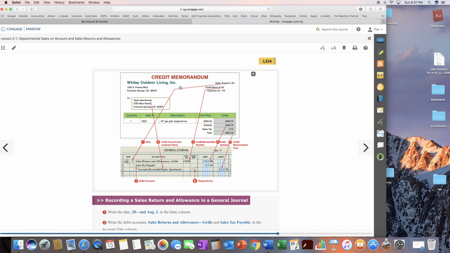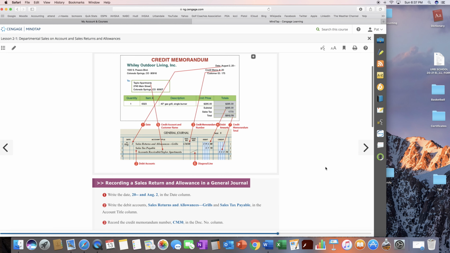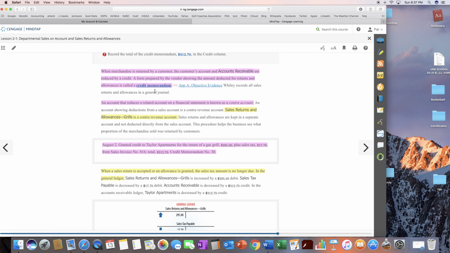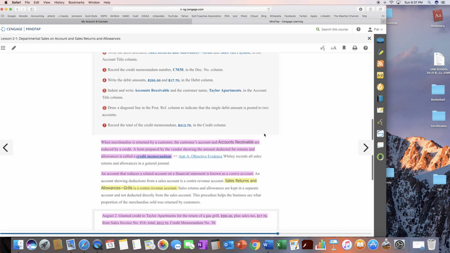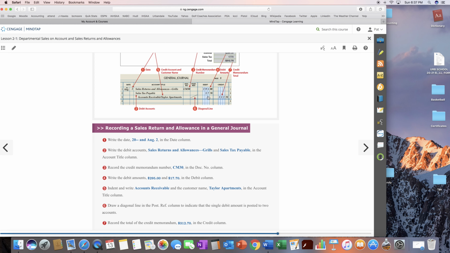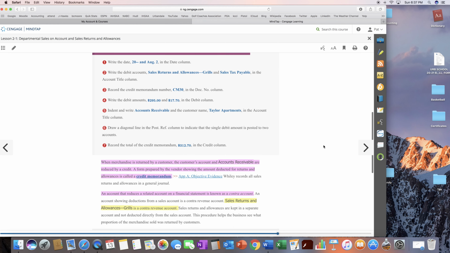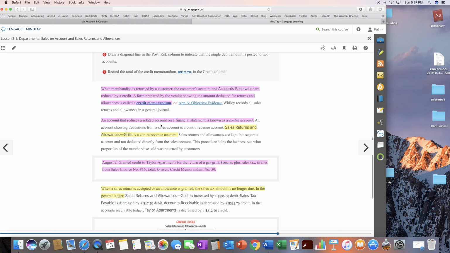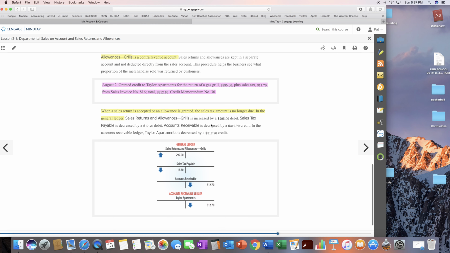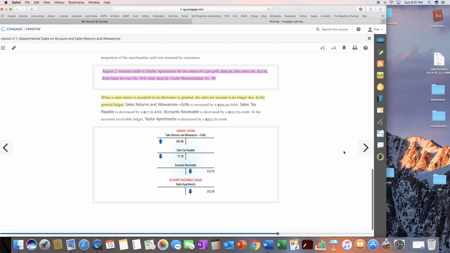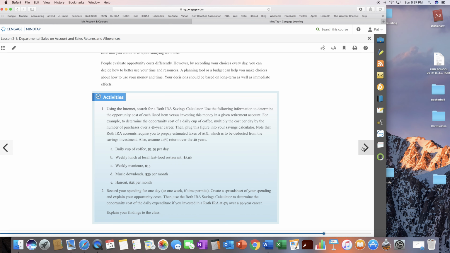So this is an item that we sold to somebody that they're returning for whatever type of reason. Okay, and then we got information about a credit memorandum. Obviously, sales returns and allowances is going to have a debit balance. It is a contra account to sales. Again, they have some T accounts down there for you to look at and see.